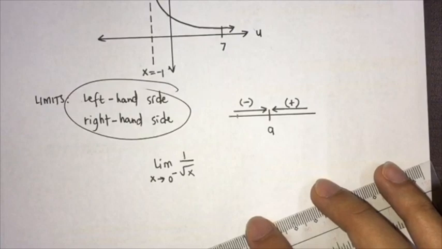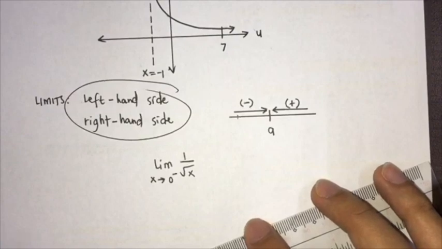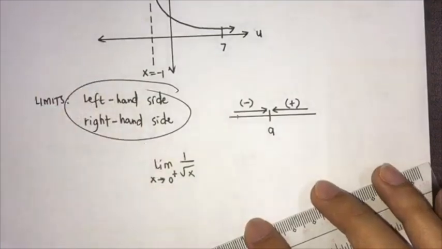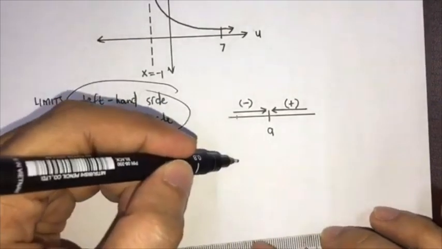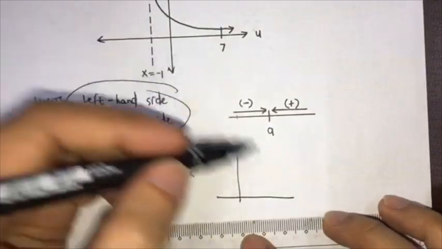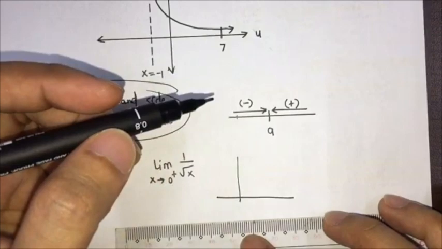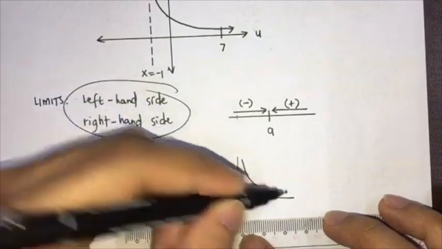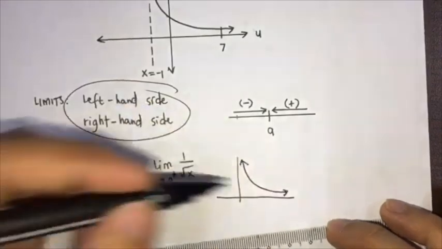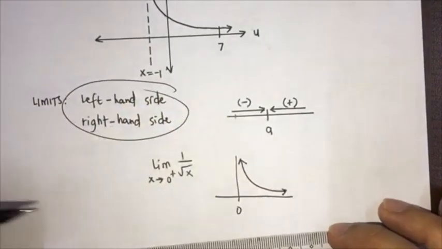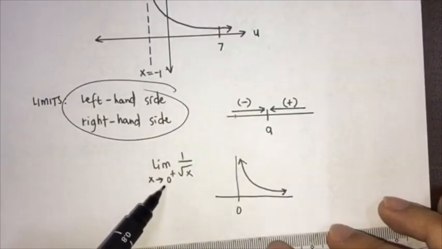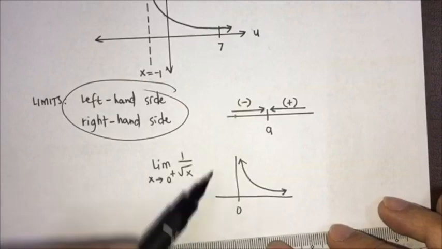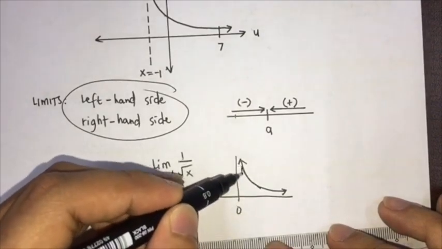Okay, so meaning, sorry, from the right, we don't have a value from the left for 1 over square root of x. So for the graph of 1 over square root of x, its graph looks something like this. This is x equal to 0, right? So in evaluating the limit, we specify that the value of x approaches 0 from the right. So this is the path from the right.